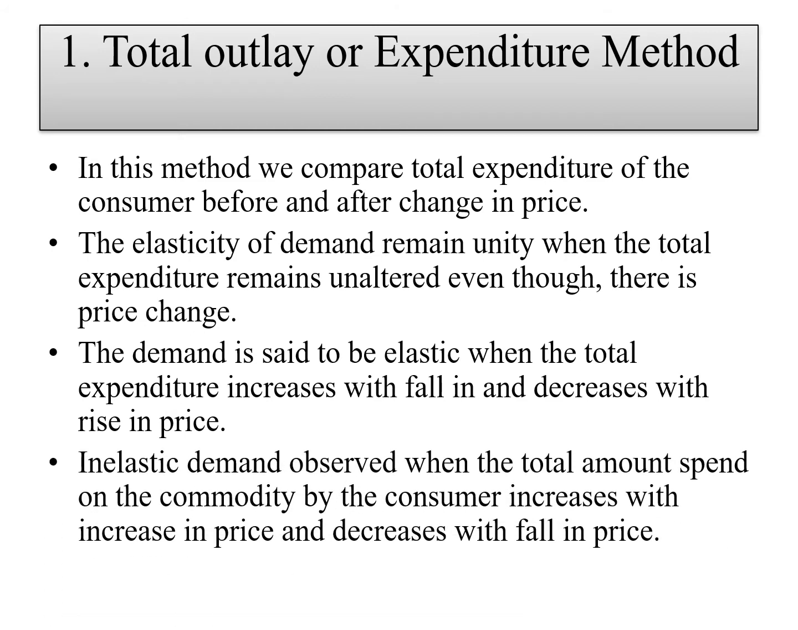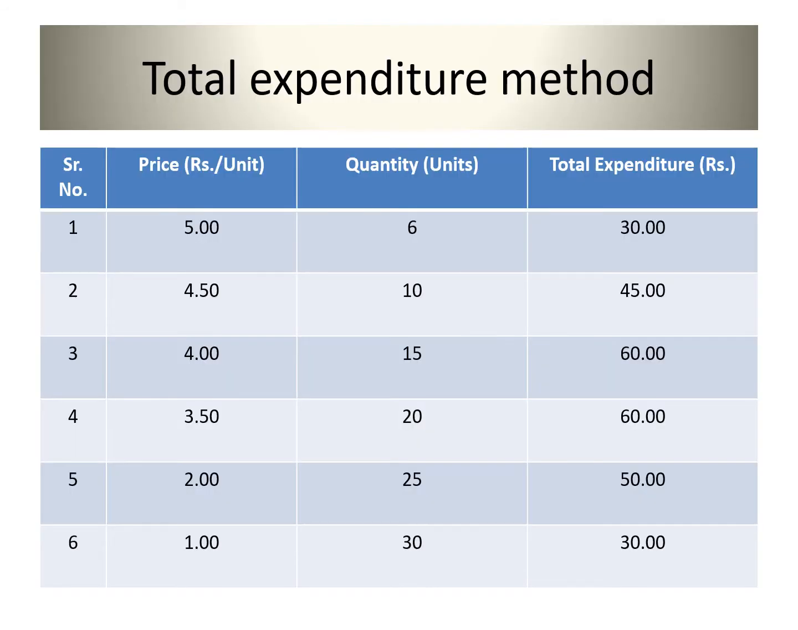Inelastic demand is observed when the total amount spent on a commodity by the consumer increases with an increase in price and decreases with a fall in price. See here, the total expenditure method. Here is a chart. In that chart, we have the serial number, price in rupees per unit, quantity in units, and total expenditure.